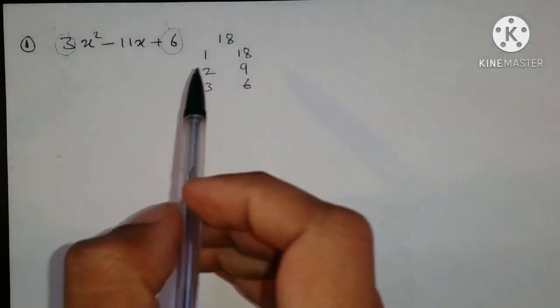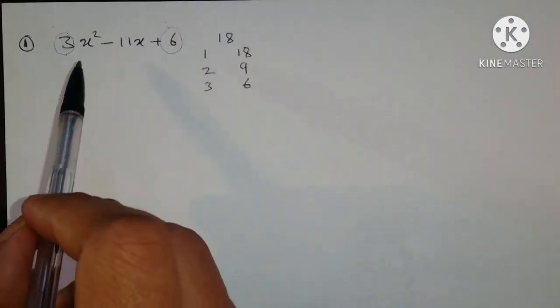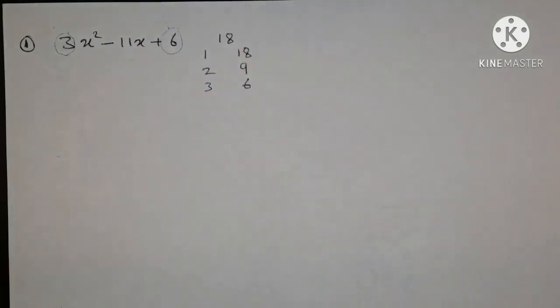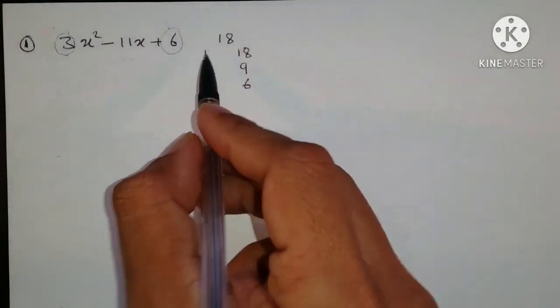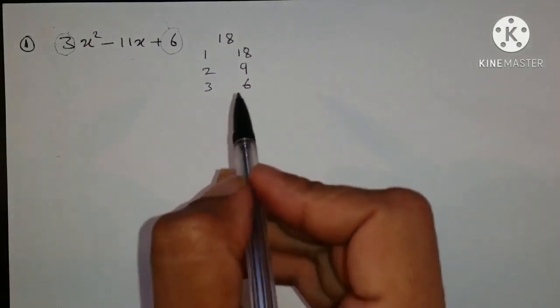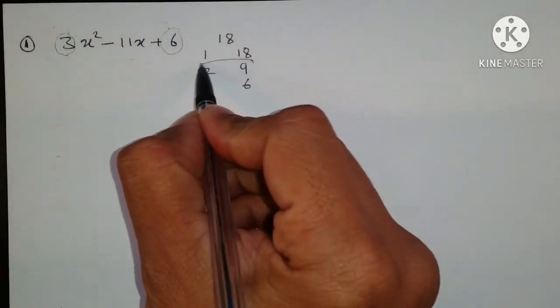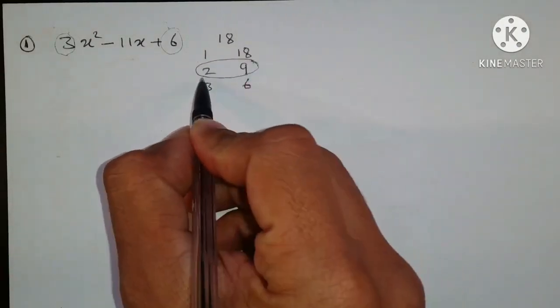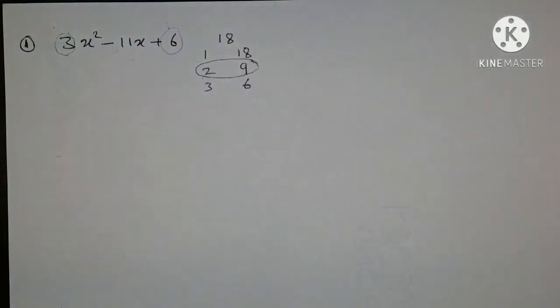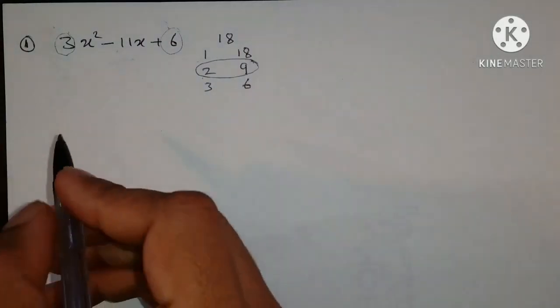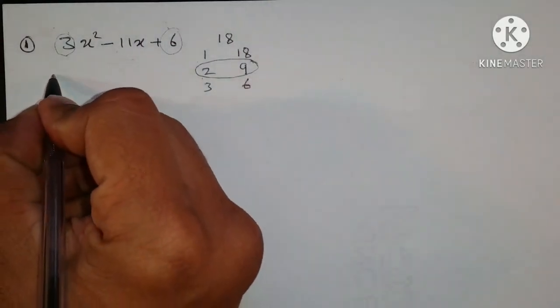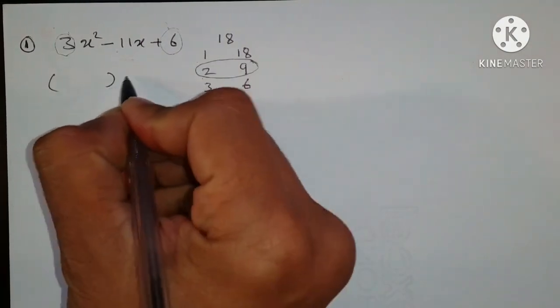Now we have to see which pair of the factors make the middle number, by adding or subtracting. So what we got is 2 and 9 add up to make 11. Now I'm going to show you a trick where you can straight get the answer for that.